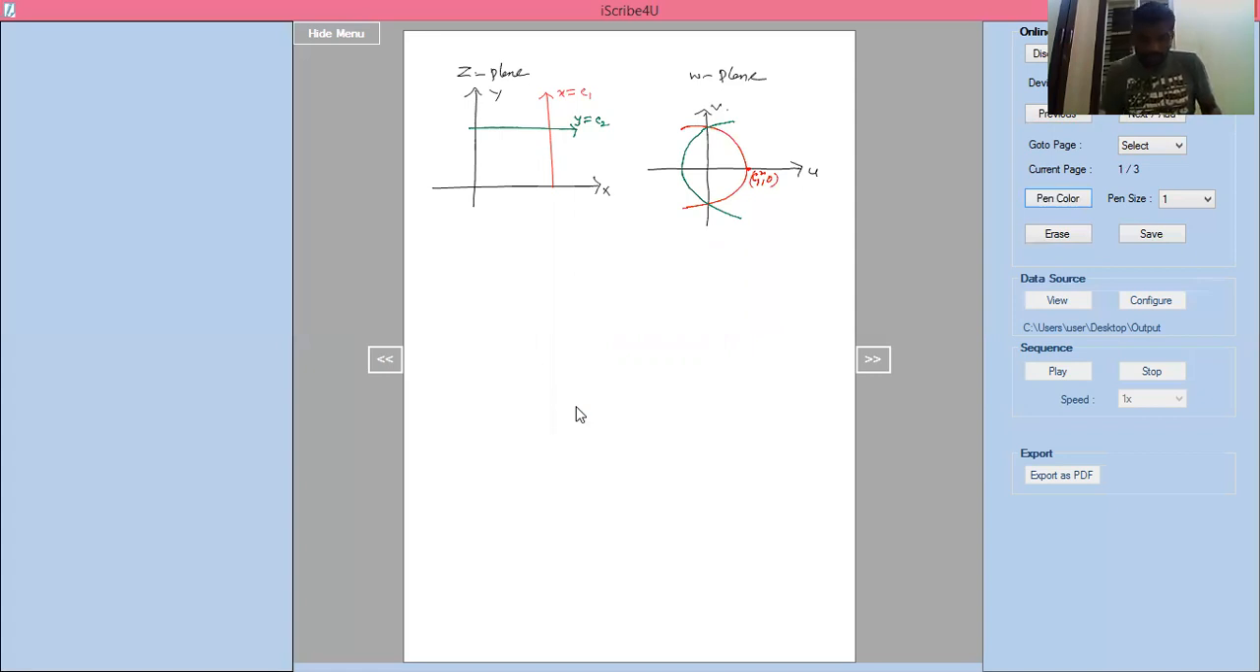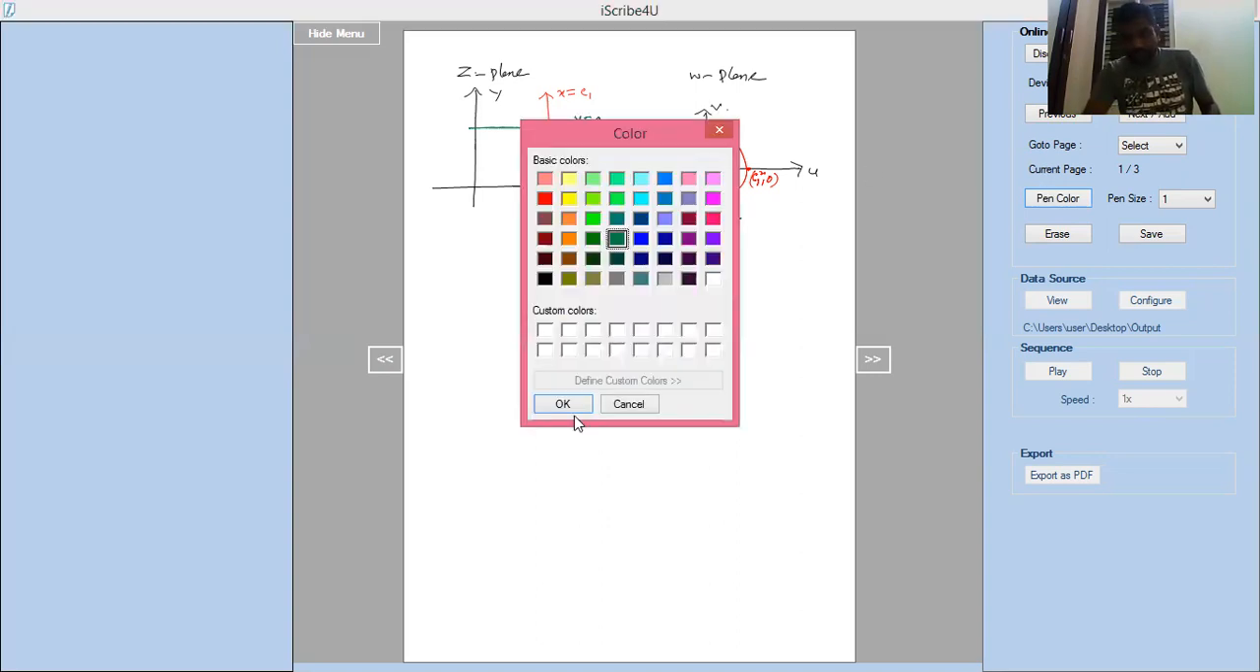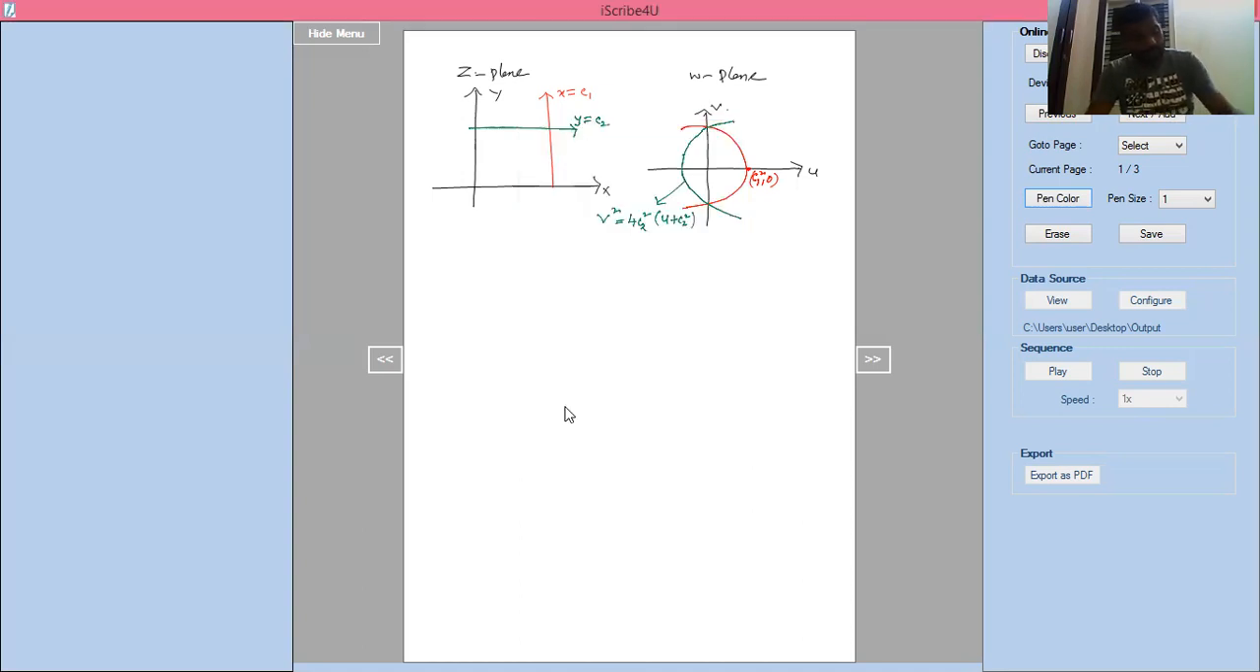Now I can write the equation of this parabola: v square equal to 4c2 square into u plus c2 square. And this other one we write as v square equal to minus 4c1 square into u minus c1 square. This is the parabola. Understood, I think so.